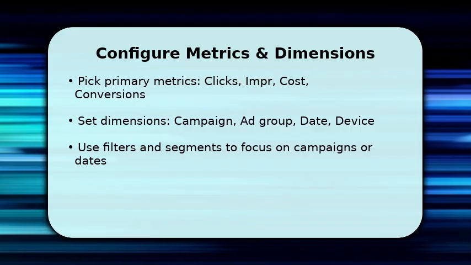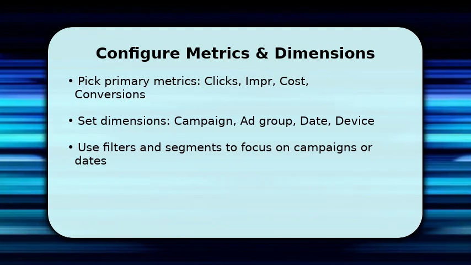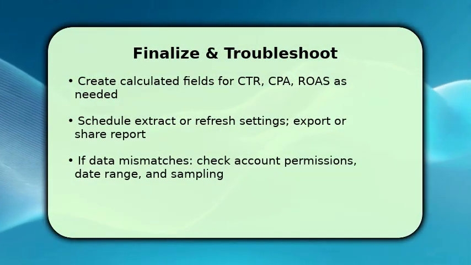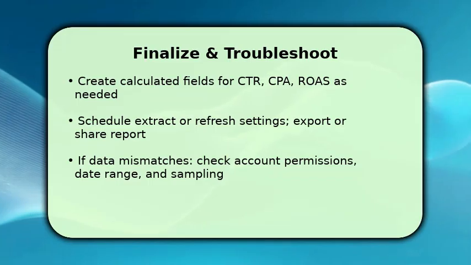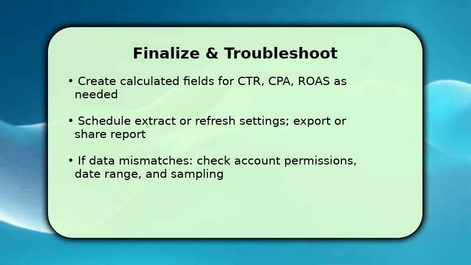Once those are in place, apply filters or segments to narrow to specific campaigns, date ranges, or devices for clearer insight. Finish by creating calculated fields for CTR, CPA, and ROAS so you get actionable KPIs. Use simple formulas and test them on a sample chart. Then arrange visuals, add controls for date and campaign selectors, and set refresh or extract scheduling to keep data current.